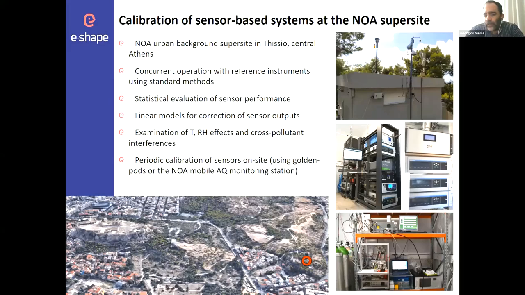The calibration procedure of sensors involves concurrent operation with these reference instruments, the statistical evaluation of the comparison, and the application of linear models for corrections. And also, it's very important to periodically recalibrate the sensors after they have been deployed in the field, as there can be various issues such as temporal drifts or aging of sensors, electrochemical sensors, season-specific artifacts. Therefore, it is important to recalibrate, and this can be done using, for example, identical pre-calibrated instruments or a mobile monitoring unit to calibrate on site.